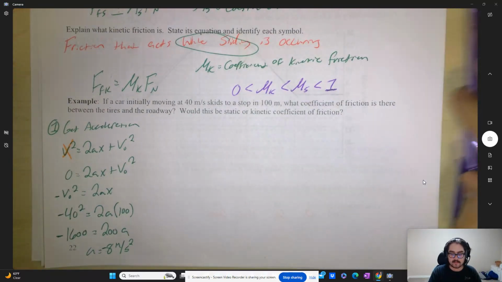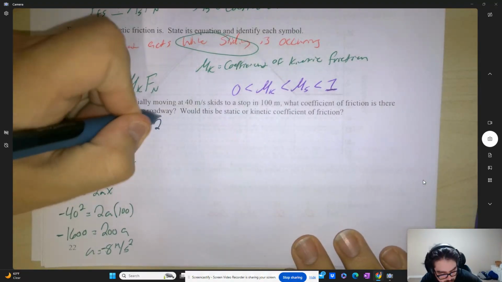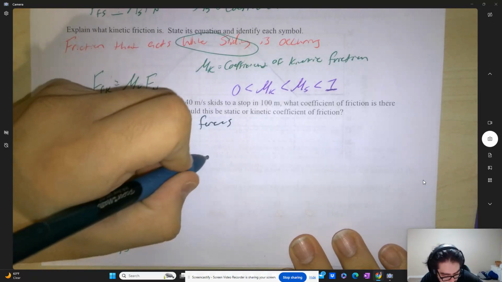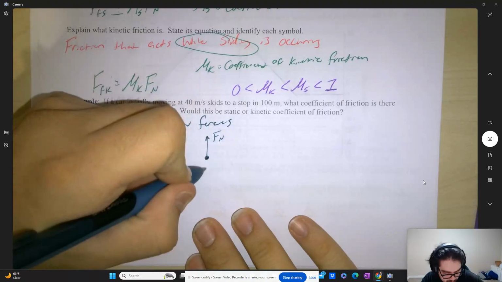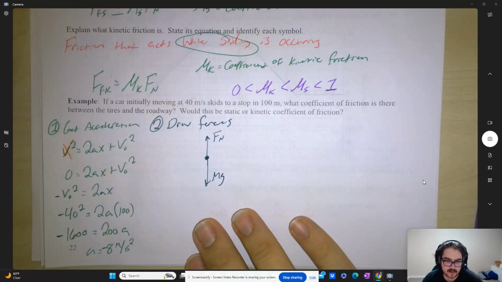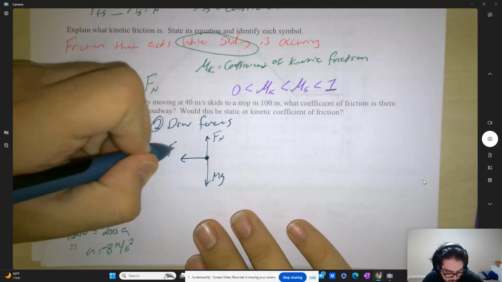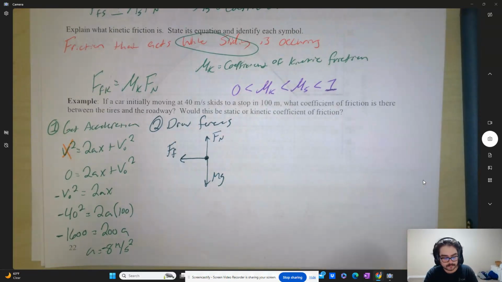Really quickly, I'm going to show you what the forces look like on the car. That's my step 2: draw forces. On the car, I'm going to draw this dot right here. I've got normal force going up and mg going down. I don't care about those. But we do have friction. There shouldn't be any force going forward because we're not told that there's one. There should just be the friction force opposing.